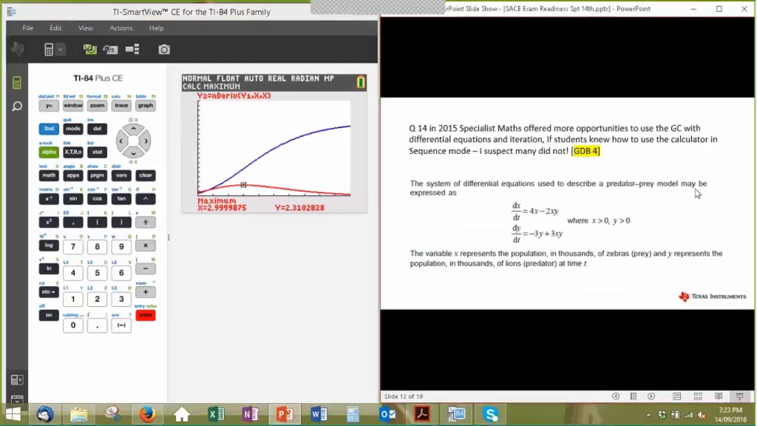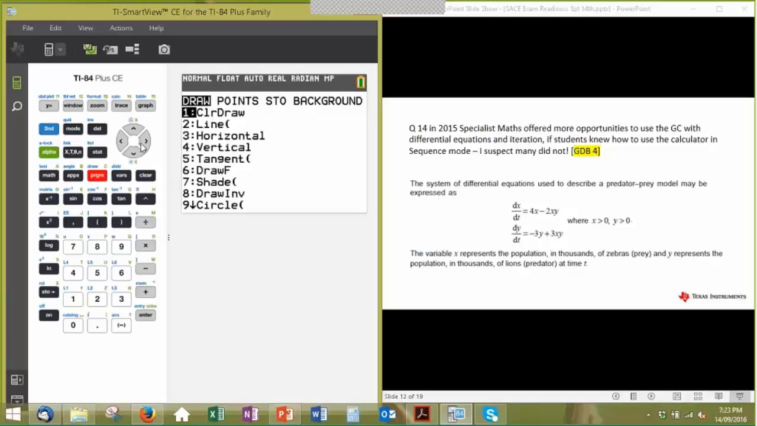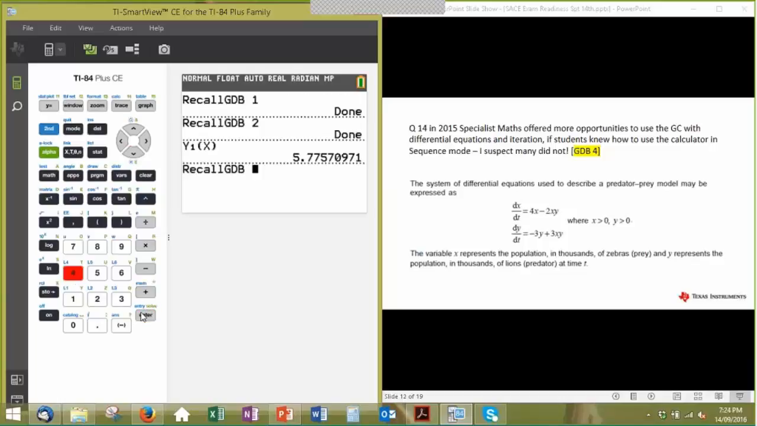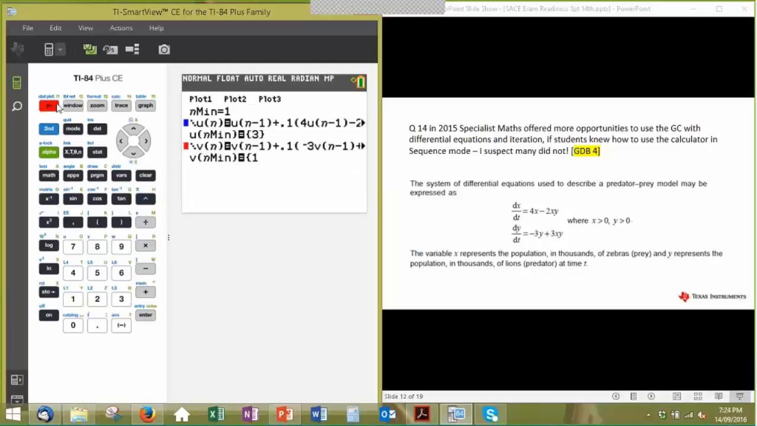Moving on really quickly, question 14 in the specialist maths paper offered more opportunities to use the graphic calculator if students knew how to use the calculator in sequence mode, and I suspect many probably didn't. This is quite a hard question, but only a couple of marks were really for the iteration part, but I think it's nice to be able to show this today. So we'll go to graphic database recall number 4, enter that, there we go. So y equals. Now this takes me into, in fact, sequence mode.